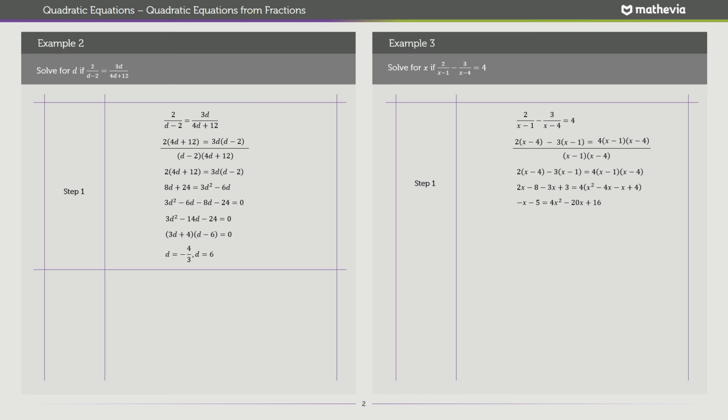And when you simplify that, you have minus x minus 5 equals 4x squared minus 20x plus 16. And then you just go ahead, you have 4x squared minus 19x plus 21. You solve that by method of factorization. You have 4x minus 7 and x minus 3 equals 0. And what you have in the end is x equals 7 over 4 and x equals 3.